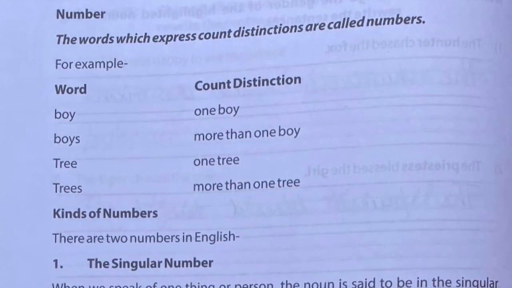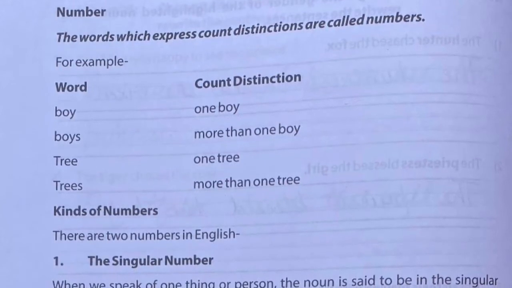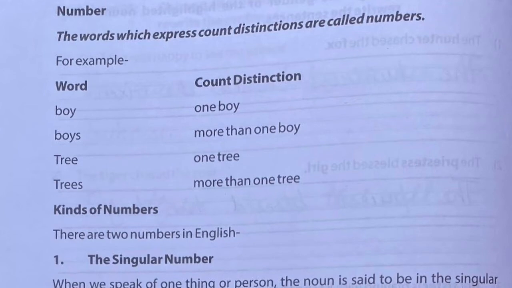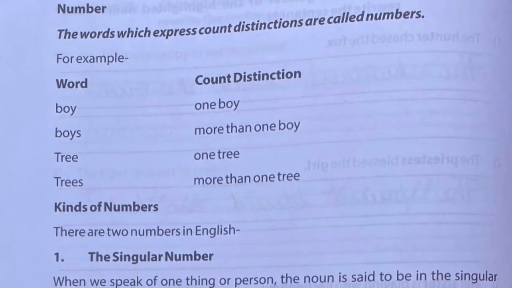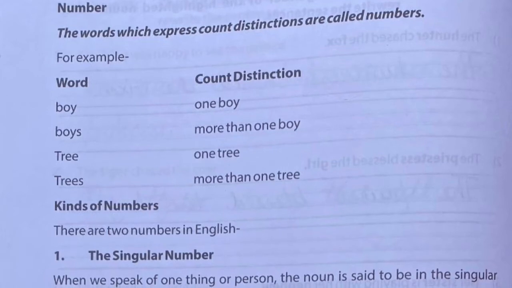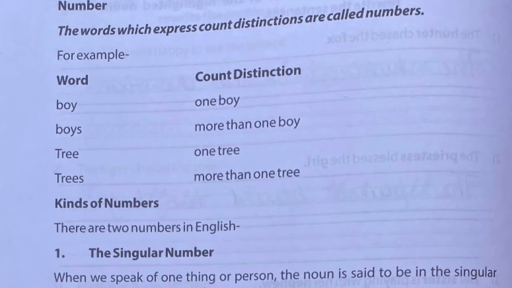First of all, what is number? The words which express count distinctions are called numbers. The words which help us in counting, like how many things there are, that is called number.